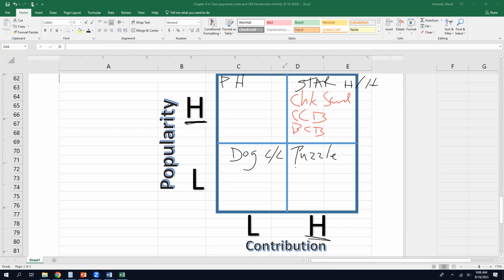Okay. Now let's look at our dogs. Low and low. Those are the two easiest ones, right? Stars and dogs. What's our first dog? The crab cakes. Okay. And any other dogs on here? No, there's not. Awesome. So just one dog. Now let's focus on our puzzles. Okay. Low popularity, but high contribution margin. So corn dogs and veggie burgers.